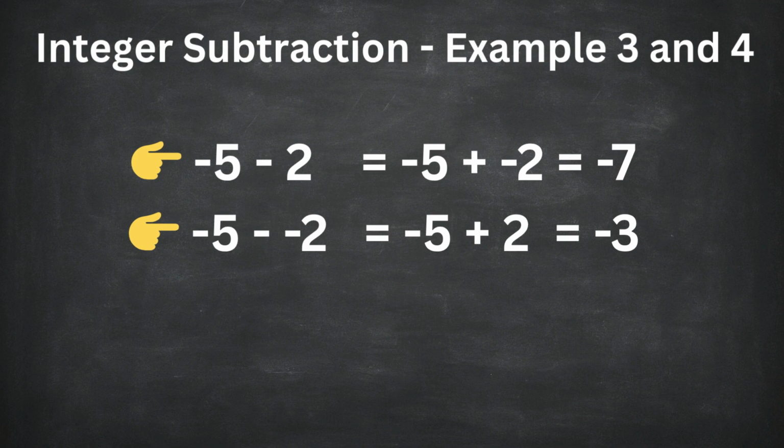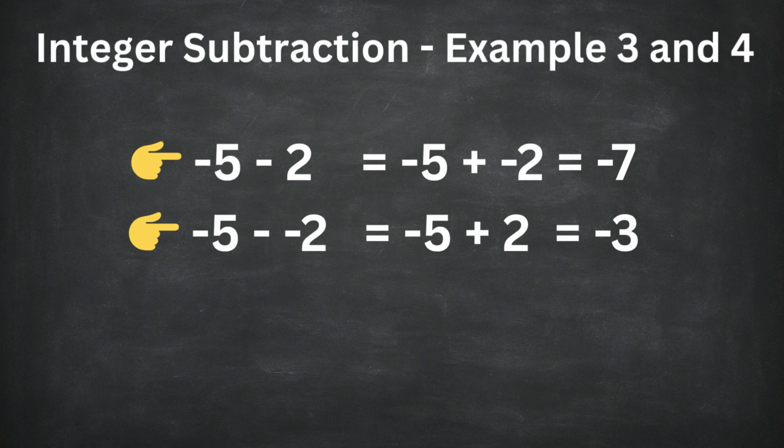Finally, negative 5 minus negative 2 becomes negative 5 plus 2. The signs are different, so we subtract. 5 minus 2 is 3, and since the bigger number is negative, the answer is negative 3.